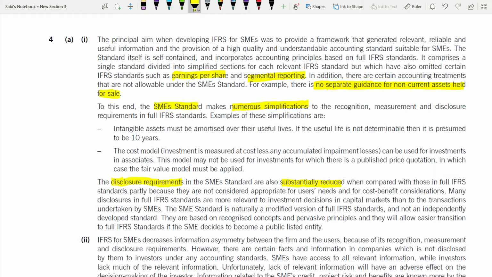and not an independently developed standard. It is based on full IFRS; it is not a new standard or a developed standard. It is not independently developed. All the principles in SME standards are taken from the full IFRS standards only, but in some areas they are omitted, in some they are more simplified, right? And in some, the extent, like disclosure, is reduced.